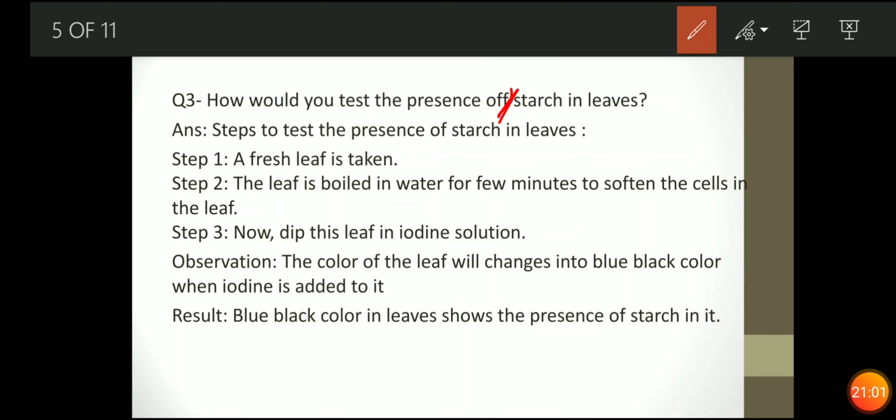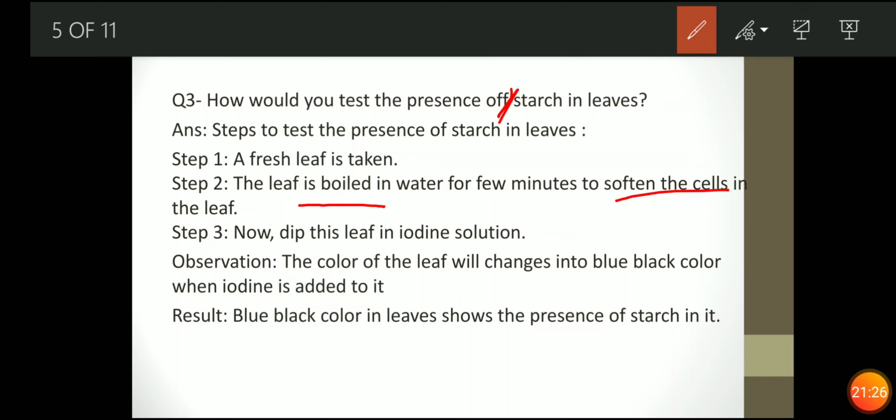Now what you will do is take a fresh leaf, then boil it in water for a few minutes to soften the cells. आप cells को soft कर लीजिए. Now dip it in iodine solution. आप उसे iodine solution में dip करिए. Now what you will observe is that due to the softening of the leaf surface, the chlorophyll will be exposed and the chlorophyll will degenerate and the starch will come out.